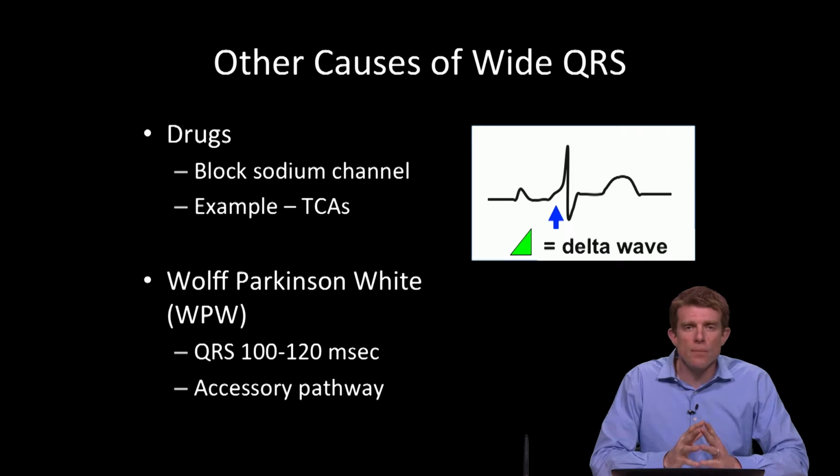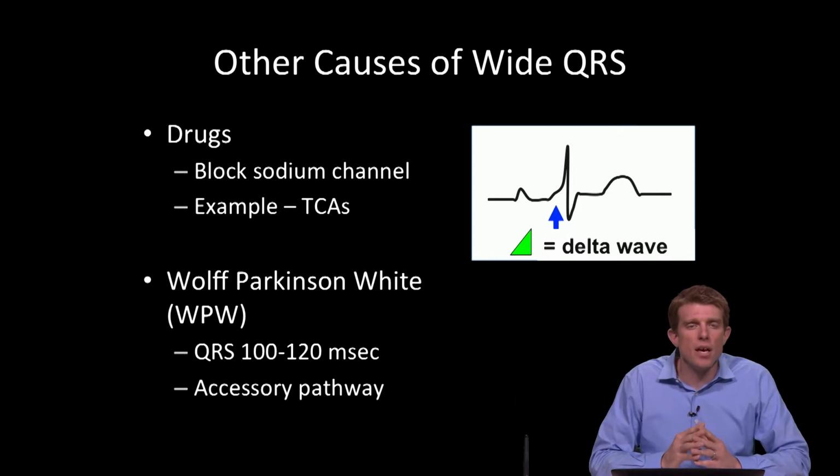And that slurred upslope happens because of this accessory pathway between the atria and the ventricle. That slurred upslope is frequently termed a delta wave. Okay? And a delta wave is a sign of Wolff-Parkinson-White syndrome. You can't always see a delta wave in WPW, and typically it can be hard, even when it is present, to identify if it's truly a delta wave or not.